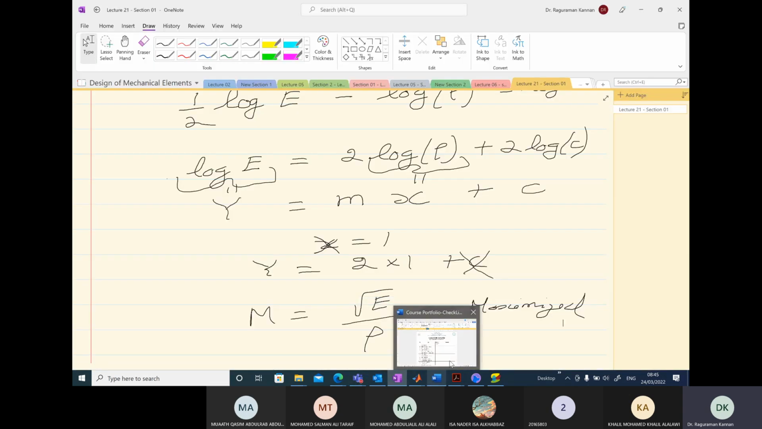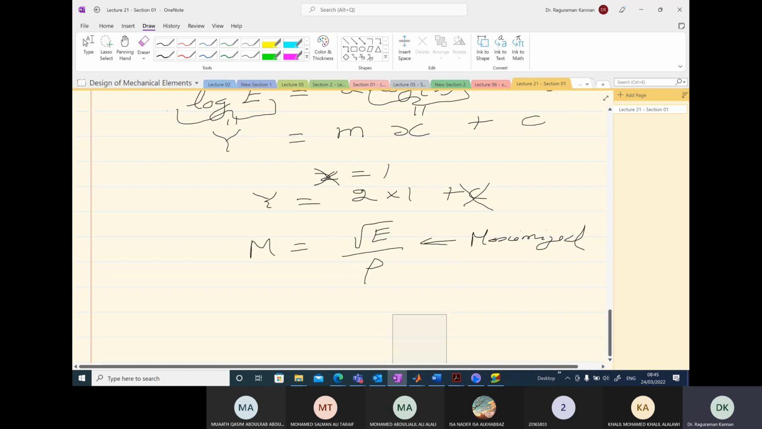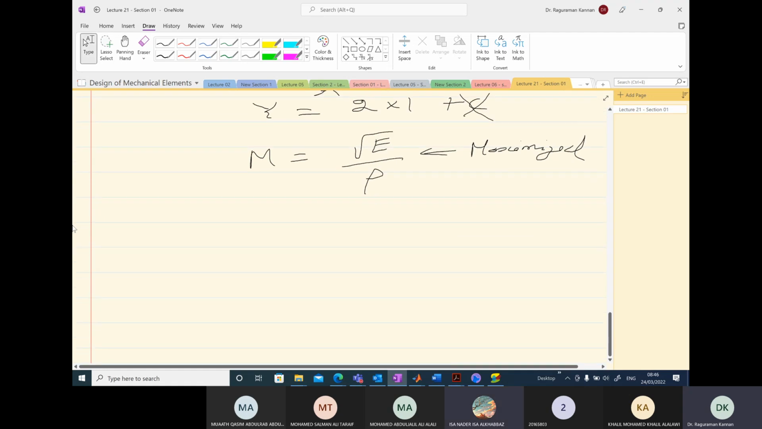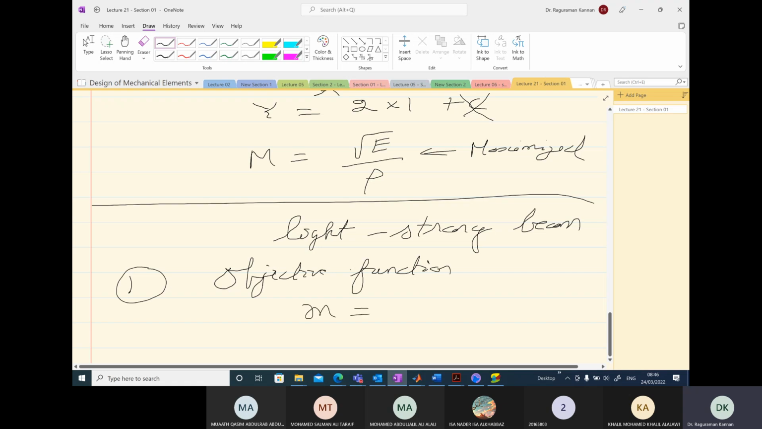Where will I start? Can you please give me some guide on how to start for a light strong beam? Maybe Hooke's law. Okay, yes, Hooke's law. But what are the steps I went through to derive the light stiff beam? What is the first step? The objective, minimizing mass, right? So the objective function. Since I have a light beam, obviously the objective function is rho times A times L. So the first step is the objective function.